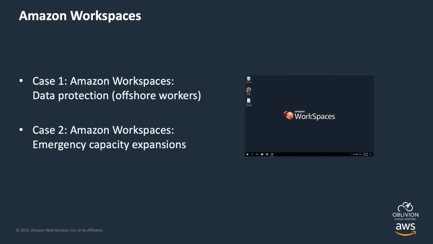Now let's have a look at Amazon WorkSpaces and two examples that I wanted to share with you. One of them is really for data protection, and in this case not data protection as we often think about in terms of privacy related information, but a company that wanted to protect their intellectual property. The other is a more recent case where, due to an emergency, and you can think about what that could be, a company needed significantly more capacity for people working from home or working from remote locations.